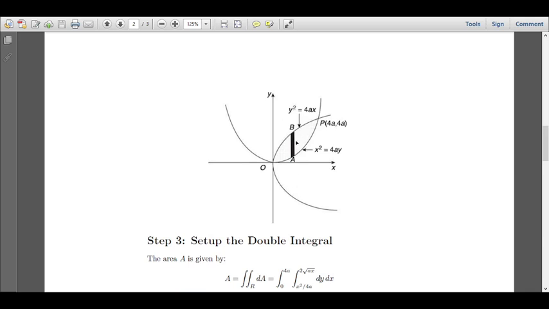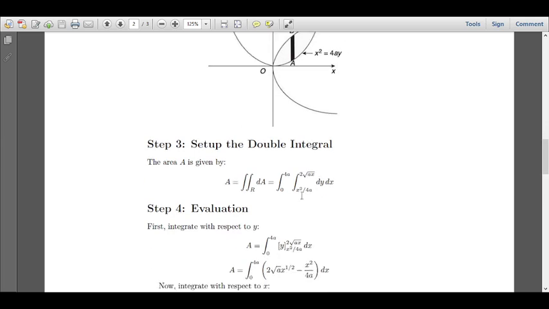Now how to find the y limits, which must be functions of x? Draw the vertical strip through the region, identify where the strip enters the region and where it leaves the region, and find the expression for y in terms of x. The strip enters the region at x square equal to 4ay, that is y equal to x square by 4a, and leaves the region at y square equal to 4ax, that is y equal to 2 root ax. So y varies from x square by 4a to 2 root ax, and since the lower boundary is 0 and the upper boundary is 4a, x varies from 0 to 4a.